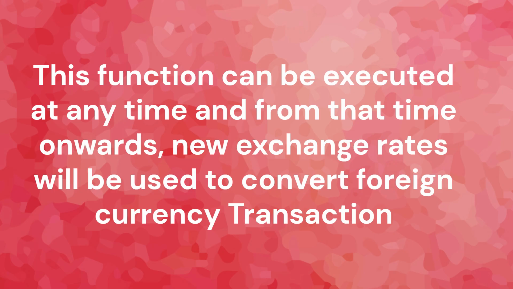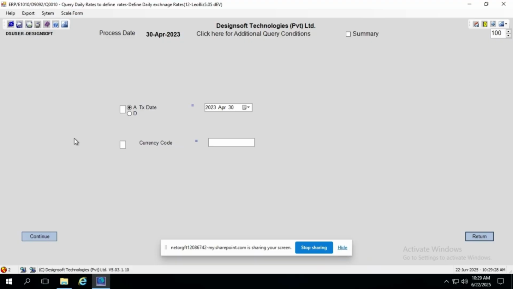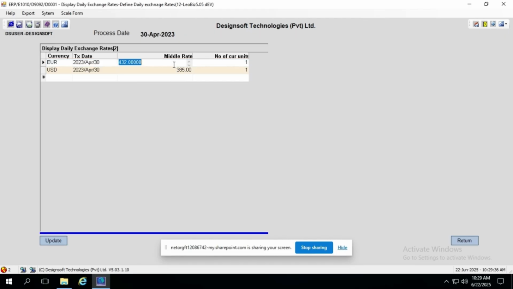Under the Financial and Material Management System, under the beginning of day function, the function to define the exchange rate for the day can be found. The date will default to the current processing date, but can be varied if required. The previous day's rates will be available and can be changed.